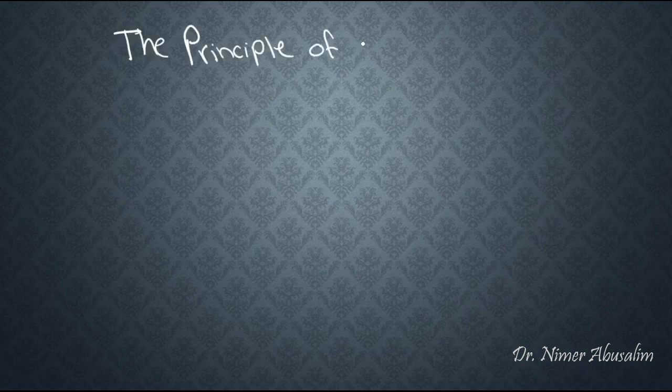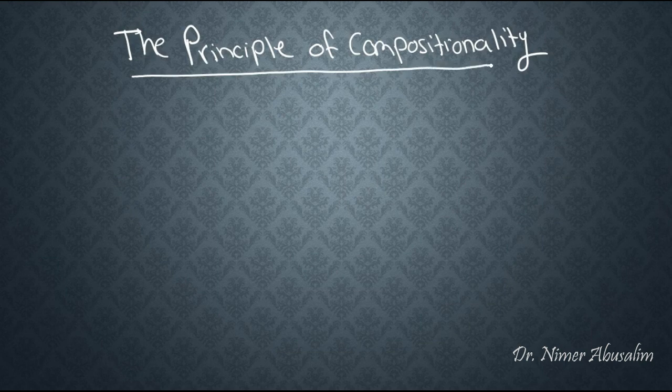So the guiding principle that we use to explain productivity is something we call the principle of compositionality. So what is the principle of compositionality? Basically, it states that the meaning of a sentence is a function of the meaning of its component words and how they are combined. So let's take an example from mathematics. The result 4 can be arrived at by combining 2 plus 2. Now we want to do something similar in language.